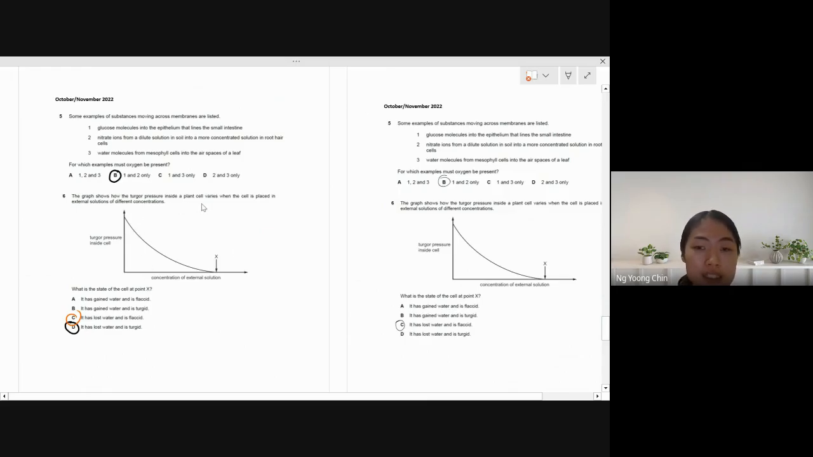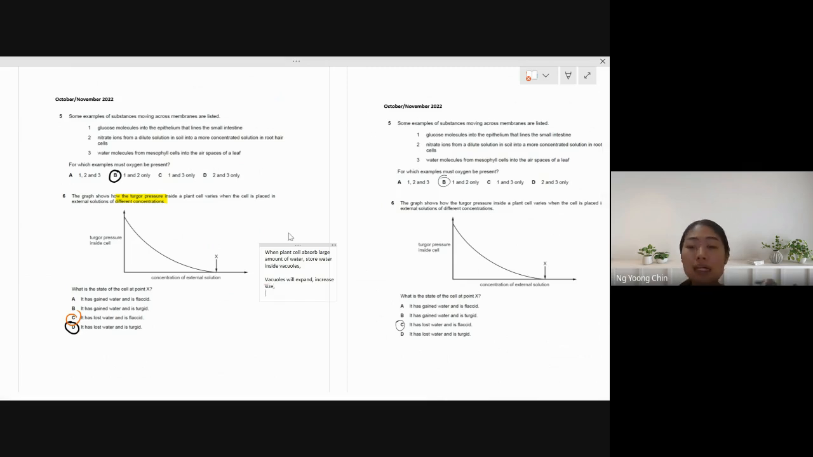Turgor pressure inside the plant cell varies when the plant cell is placed in external solutions of different concentrations. Okay, what is meant by turgor pressure? For example, when the plant cell absorbs a large amount of water, it will store water inside the vacuole. And then what happened? The vacuole takes a lot of water, right? So the vacuole will expand and increase inside.